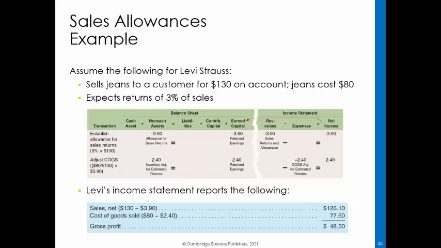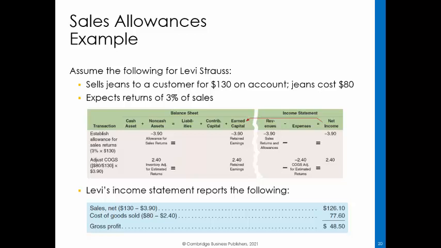Let's assume that they expect returns to amount to 3% of sales. They would record an allowance for sales returns equal to $3.90 or 3% of the $130 sales revenue, and record $2.40 or 3% of the $80 cost of goods sold as estimated returns. These amounts would flow through the income statement and eventually be reflected in retained earnings.